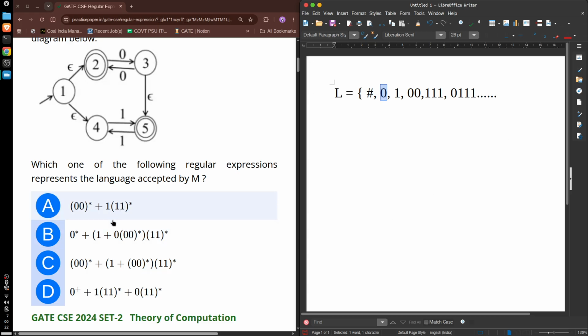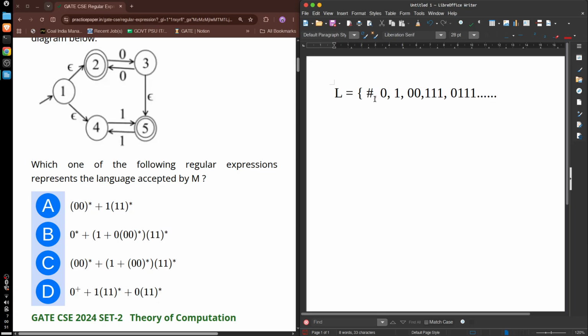Let's go with this one. Okay, so we can see that this regular expression also can't create a single zero. That is why these two are eliminated. So these two, A and C, are cancelled. So can you see that we just made a language and we have just seen only two things, right? First is zero and first epsilon, right?